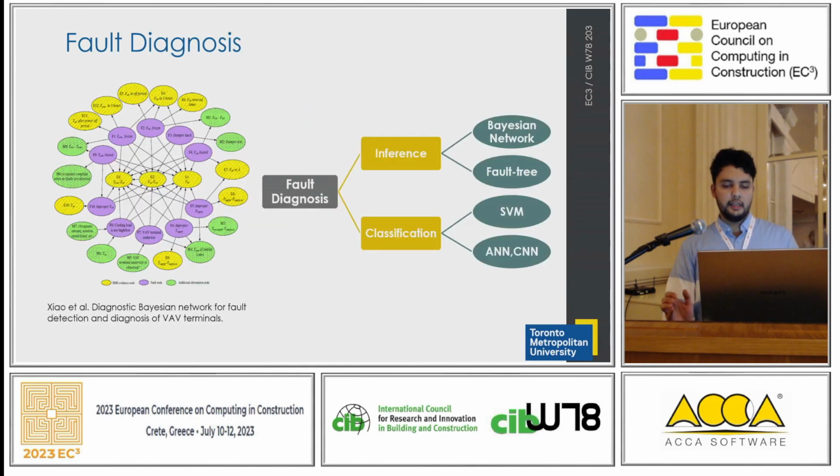We can categorize fault diagnosis into inference-based and classification. Bayesian network is an inference-based algorithm. With a Bayesian network, we can establish a probability-based relationship, actually a table, between our variables. And if we have any evidence, any symptom of fault, we can see the probabilities of presence of fault in any of the variables that we have. And also we have fault tree, which is similar to if-then rules.